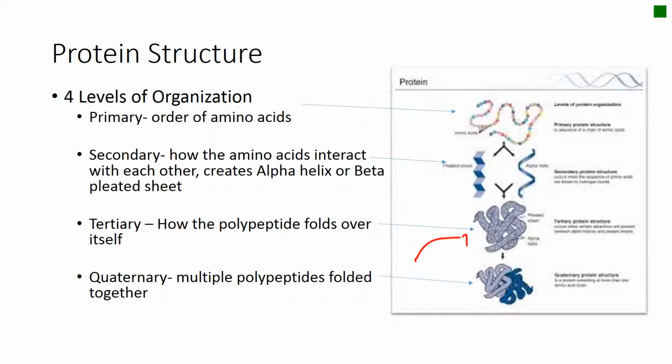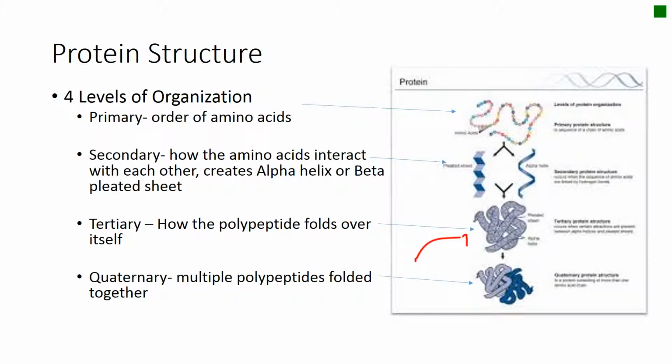The first level is called our primary structure. Primary structure is just the order of amino acids. Remember that there's 20 different kinds of amino acids, and so the way you string those together matters a lot. And so we call that primary structure. It's the order in which you string together your amino acids.